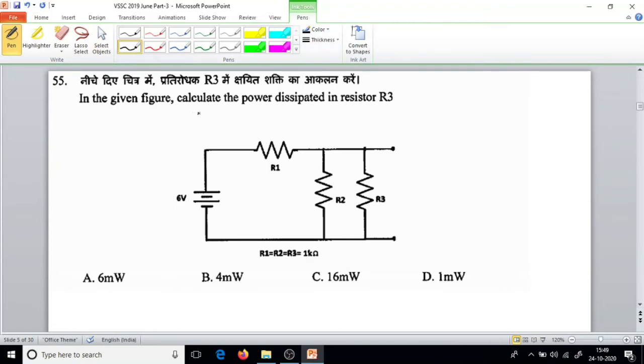Question number 55. In the given figure, calculate the power dissipated in resistor R3. So one 6-volt battery is connected. These resistors all are 1 kilo ohm. When two 1 kilo ohms are connected in parallel, 1 kilo ohm and 1 kilo ohm, then we will get effectively 0.5 kilo ohm.